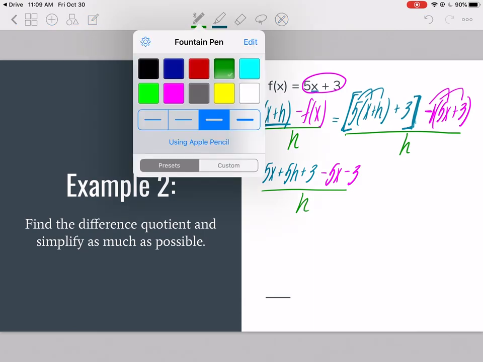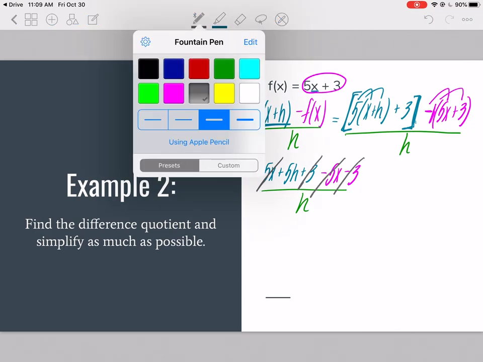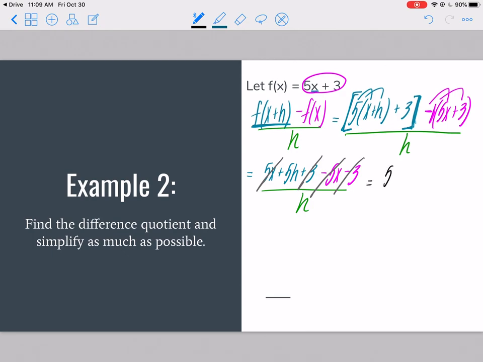Now I'm going to see what cancels out here. So 5x minus 5x, those subtract. 3 minus 3, those subtract. And then we're just left with 5h over h. Remember, what we're left with in the numerator should have an h in it. If it does not have h in it in every single term, then something's wrong. Now here we would technically want to then factor out an h. Well, it's really already written in that form for us because we can just divide the h's, and then we're left with 5. Okay, so that's example number 2.